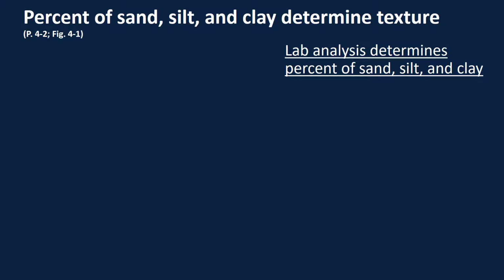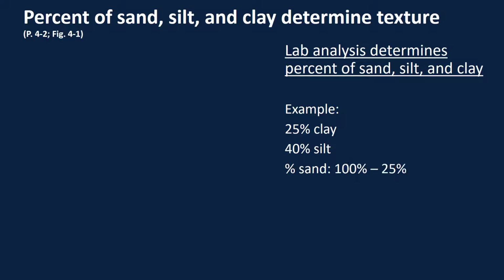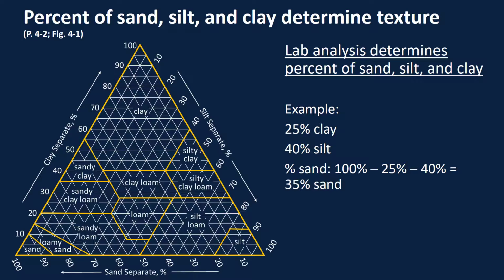So the lab will analyze the soil and it will come back and say, this is how much sand you have, this is how much silt you have, and this is how much clay you have. So for example, the lab could tell me I have 25% clay, you have 40% silt. And if I want to find out percent sand, it's really easy to do because we have 100% of soil out there. So we subtract that 25% clay, we subtract the 40% silt, and then we know that the sand content is 35% sand. And if we only knew silt and sand, we can do the same thing to calculate clay.